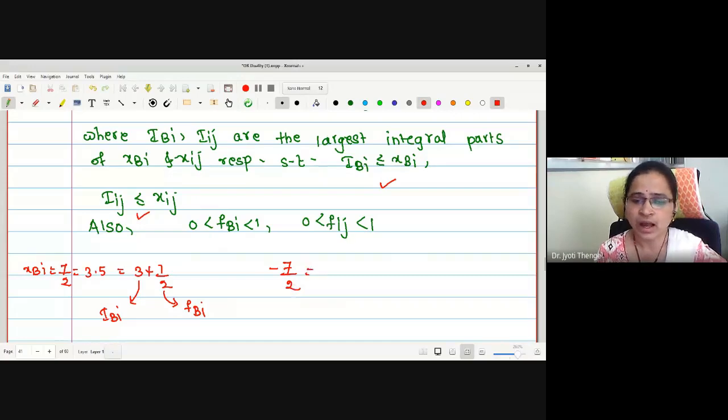Okay. Then according to this, may I express this as minus 3 and minus half? But if we do so, this fractional part will be negative. But we want the fractional part of this term to be between 0 and 1, that is, a positive fraction. Therefore, what were we going to write?